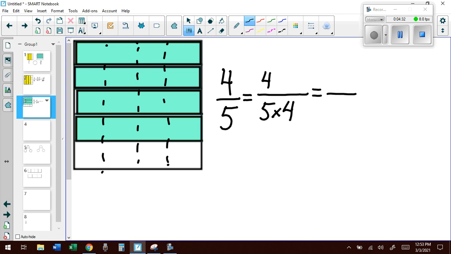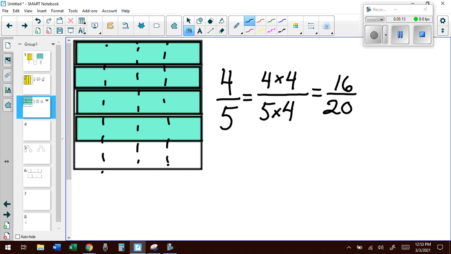How many total units do we have? 1, 2, 3, 4, 5, 6, 7, 8, 9, 10, 11, 12, 13, 14, 15, 16, 17, 18, 19, 20. 5 times 4 equals 20. Now, since I multiplied the total number of units by 4, I'm going to multiply the shaded number of units by 4. 1, 2, 3, up to 16. 4 times 4 equals 16.